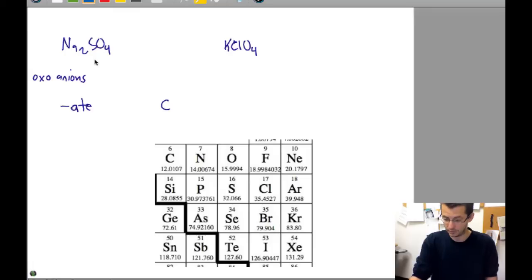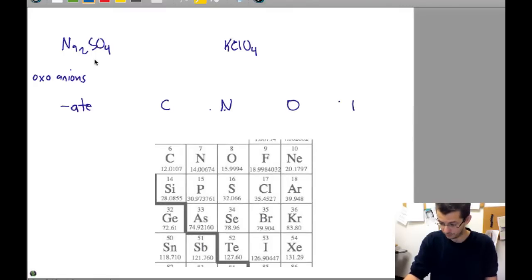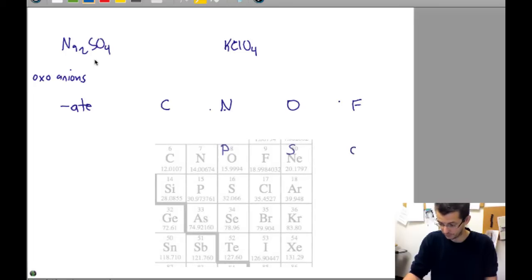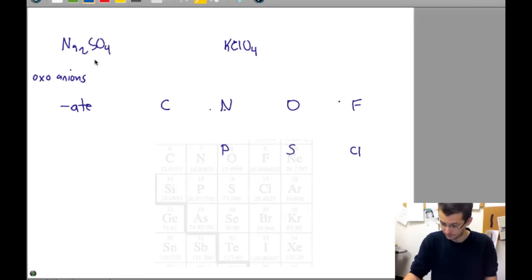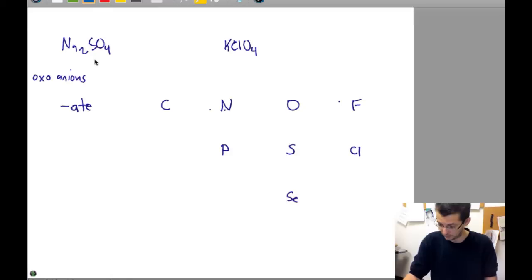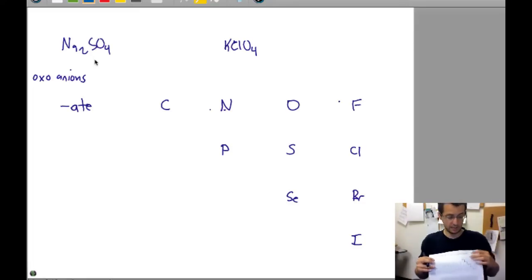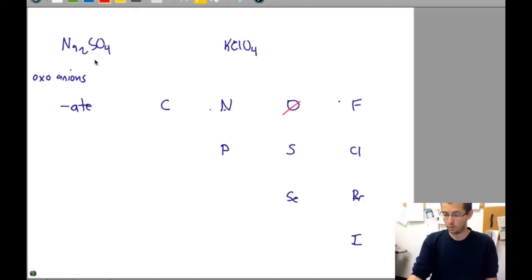So if we go carbon, nitrogen, oxygen, fluorine, phosphorus, sulfur, chlorine. I like to also include selenium, bromine, and then iodine. So this is just the upper right-hand corner of your periodic table. Just grab your periodic table and write that out. We're just going to ignore the oxygen and the fluorine. Why? Because they don't form polyatomic ions, like the nitrate, sulfates, and the like.